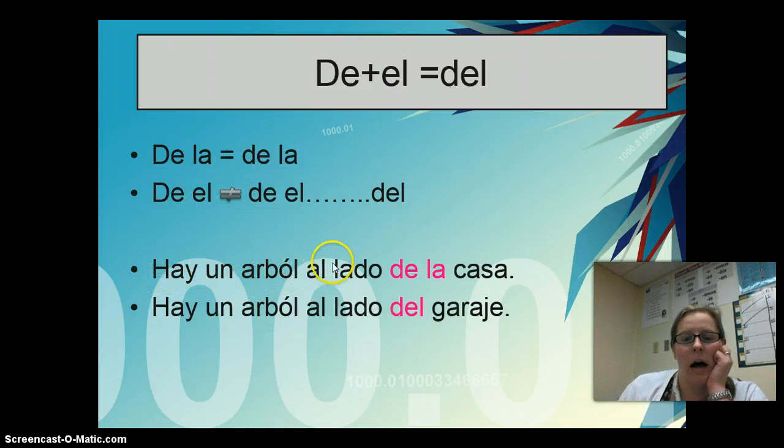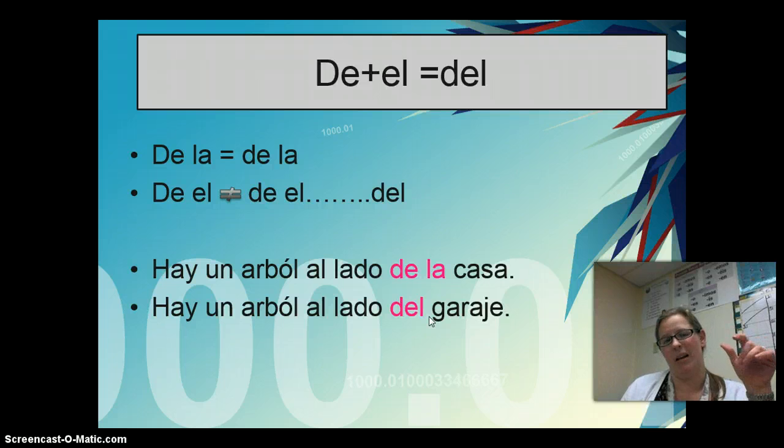Hay un árbol al lado de la casa. There is a tree next to the house. De la sounds perfect. But what if I don't want the tree to be next to the house? What if the tree is actually next to the garage? Well, garage is masculine, so it has an el. So if I had de and el next to each other, I can't leave it the same. I have to join them. And so what that looks like is, hay un árbol al lado del garaje. So there is a tree next to the garage.